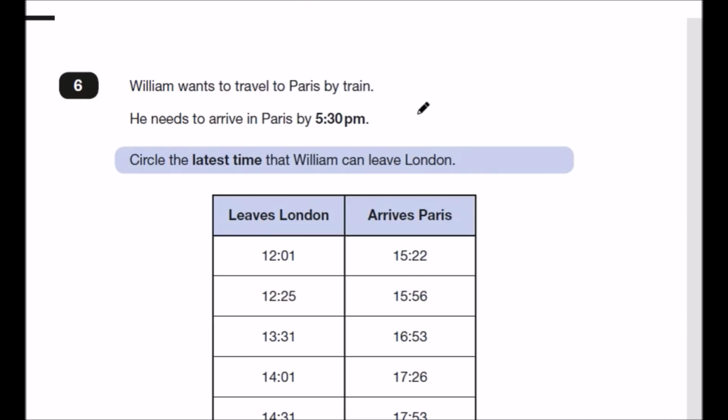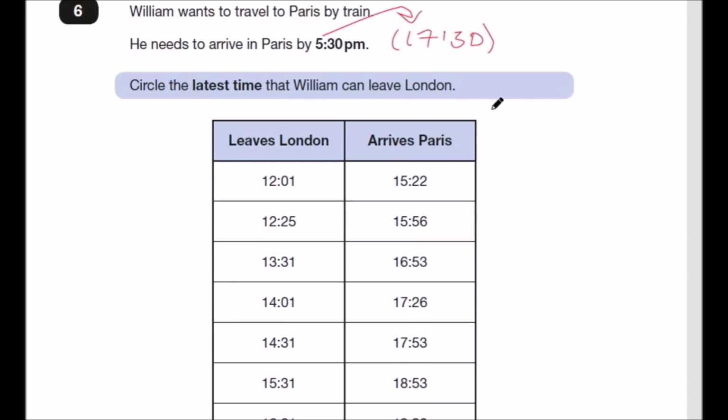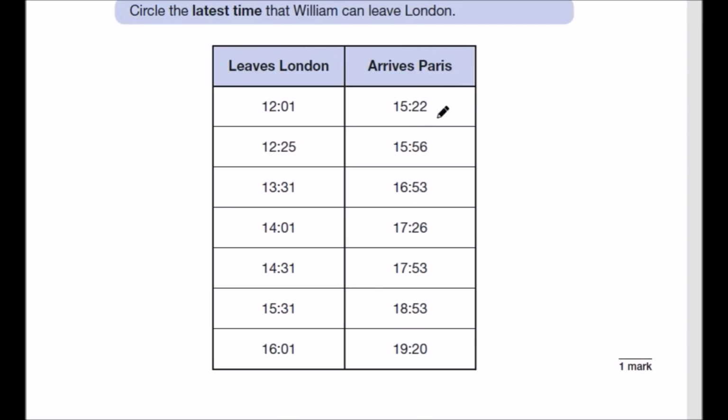Just a note, 5:30 p.m. is the same as 17:30, because you can simply add 12 to the hours column if you're working in PMs. If it's AM, it's going to be the same time. So we need to get there by 17:30.